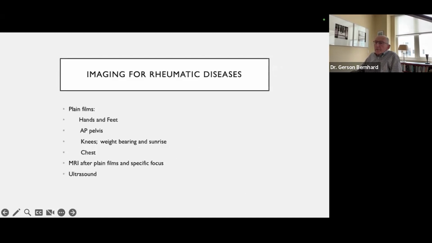So finally, before we have discussions and so forth, I'd like to make some points about imaging. Plain films: if you get films of your hands and feet, you get a lot of joints per film. So looking at it very efficiently, both in terms of diagnosis and utilization of services and keeping costs, get hands and feet.